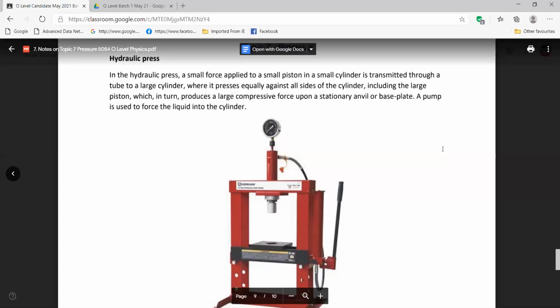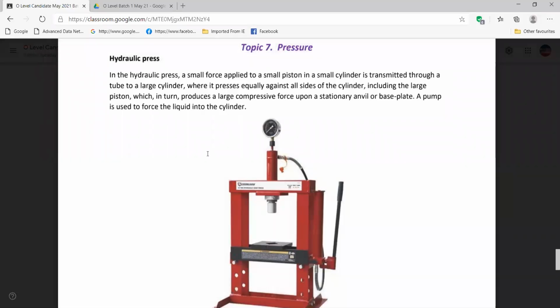This way the hydraulic press is working. Anything else? Yes, sir.